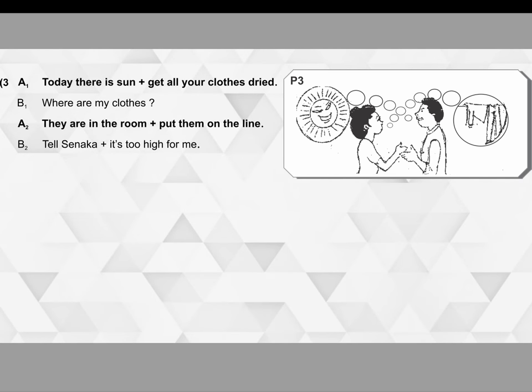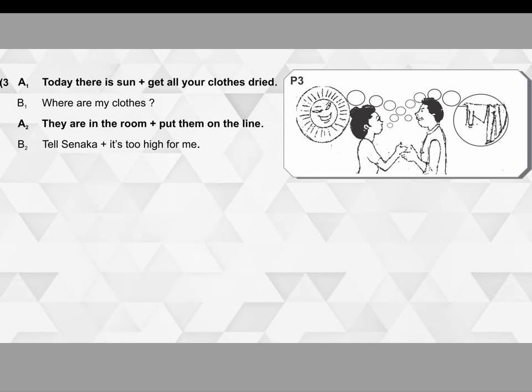Dialogue number 3. Today there is sun. Get all your clothes dried. They are in the room. Put them on the line.